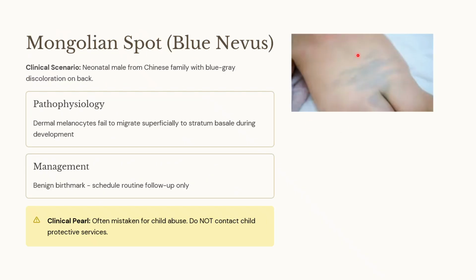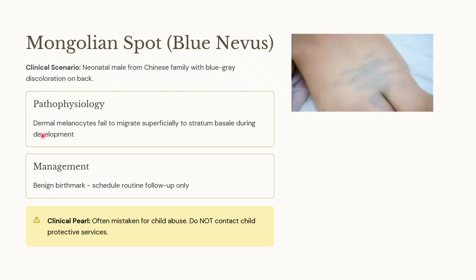They can give you a picture like this and then ask you what is the next step. So this is the Mongolian spot. We should not mistake it for child abuse. What is a Mongolian spot? A Mongolian spot is here. This is exactly a Mongolian spot, but why does it occur?